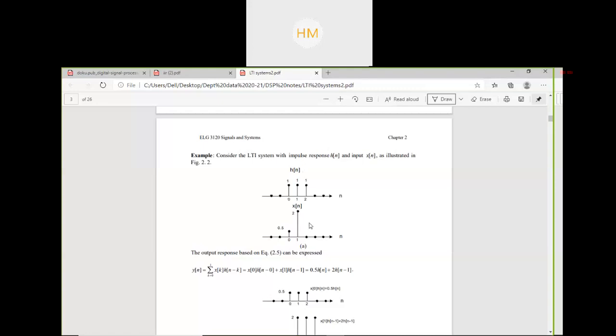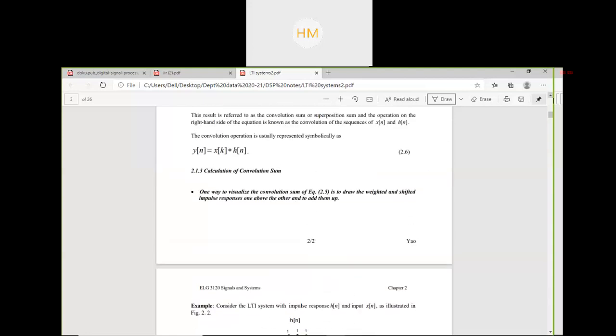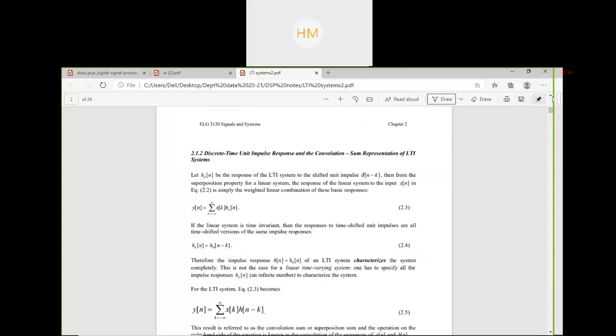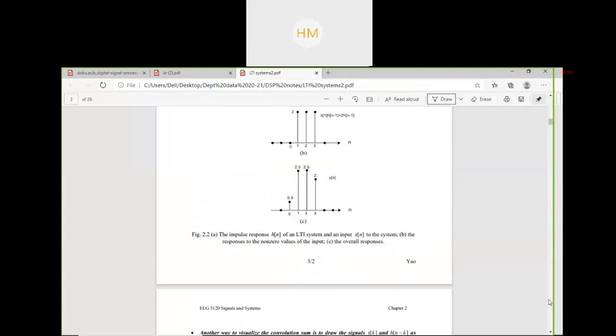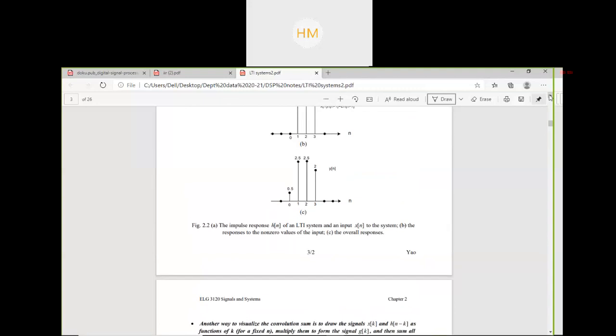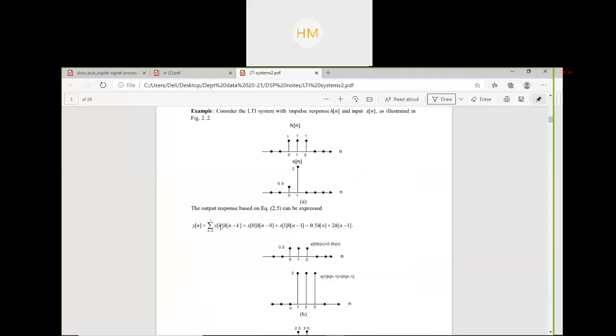So this is h of n, this is x of n. Input and system response is given to you. System with impulse response h of n is given to you. You have to multiply this output response based on equation 2.5, the above equation of convolution. The equation which we have seen, x of k convolution h of n, and this equation, you will get this thing, x of k h of n minus k. Continuously you will multiply the signals to get the output.